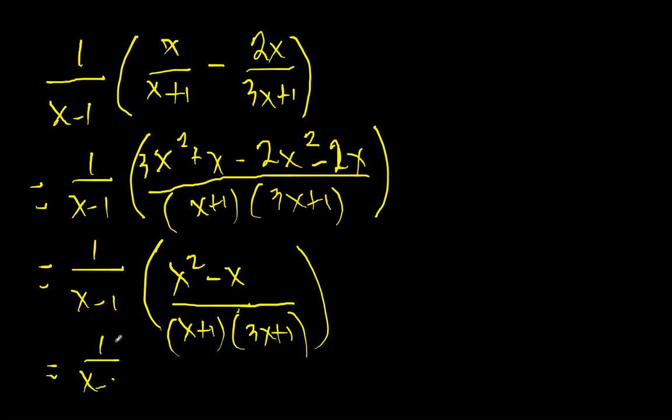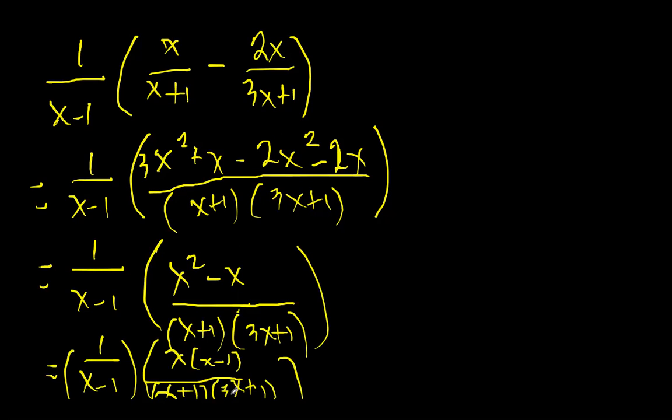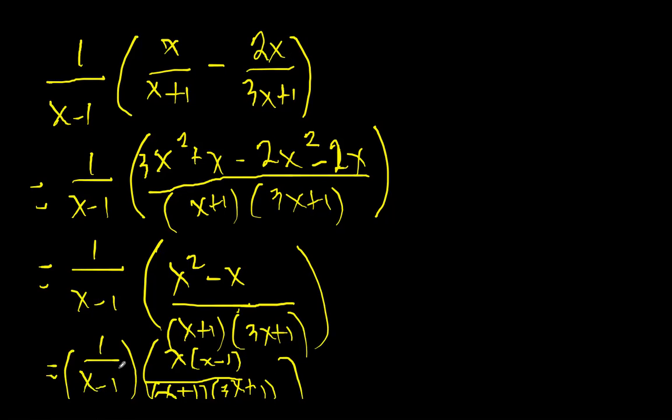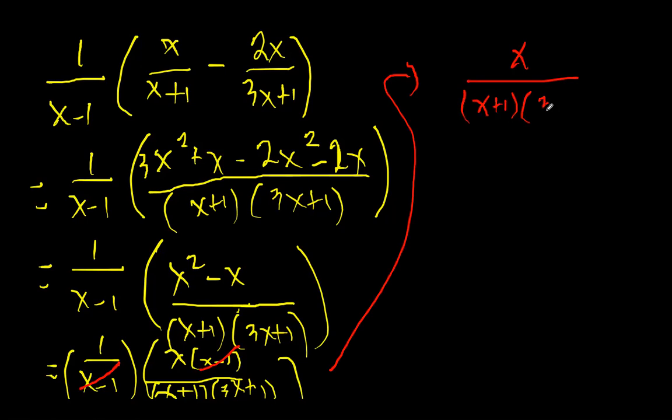All right, and let's simplify. 1 over x minus 1, and I can factor out the numerator, x minus 1, over x plus 1 and 3x plus 1. There we go. So I can factor out, or I can simplify. I think we can simplify some factors. I can simplify x minus 1 here. And what remained is x over x plus 1 times 3x plus 1.